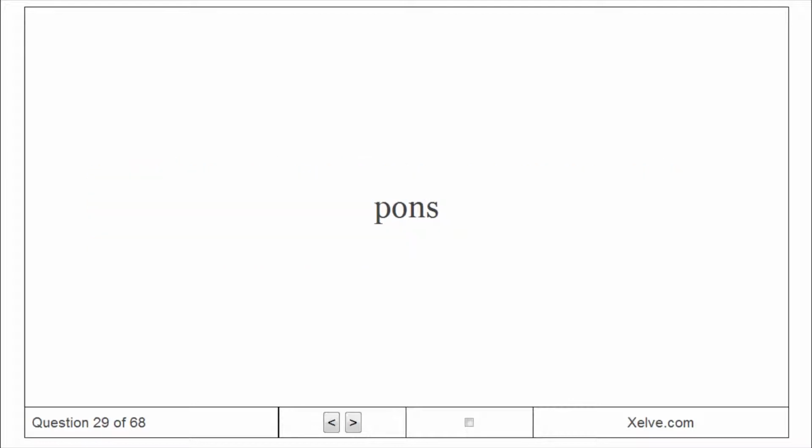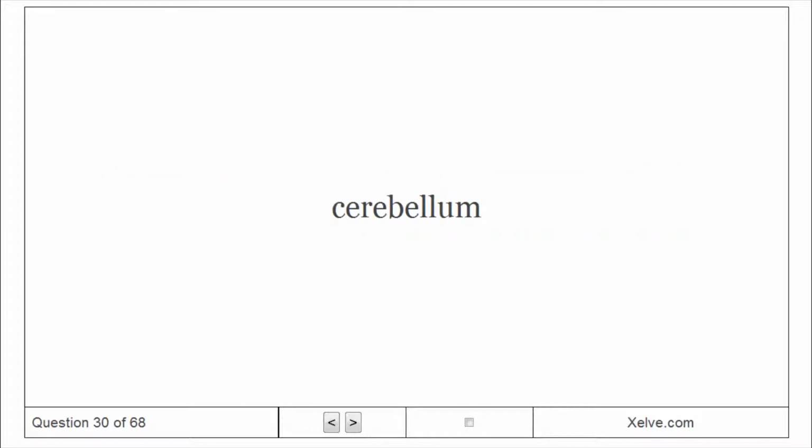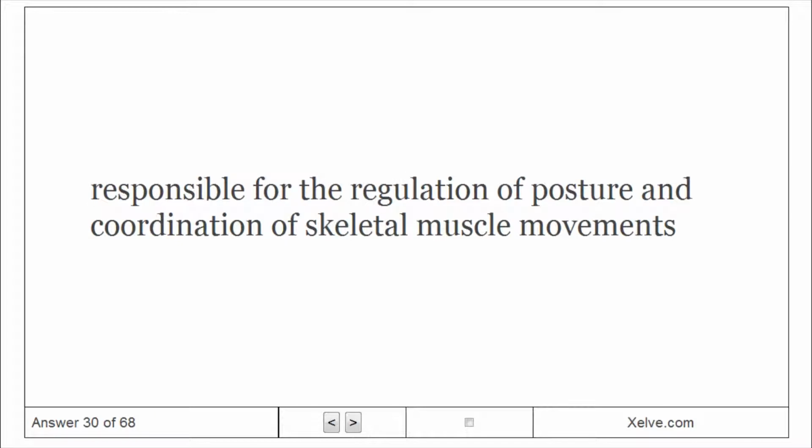Pons. Contains reflex centers involved in regulating respiratory rhythm in conjunction with lower brain stem centers. Cerebellum. Responsible for the regulation of posture and coordination of skeletal muscle movements.